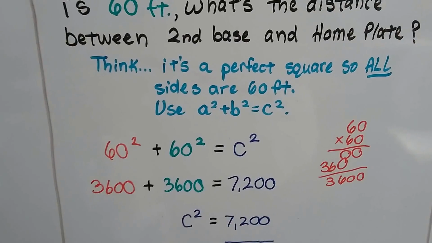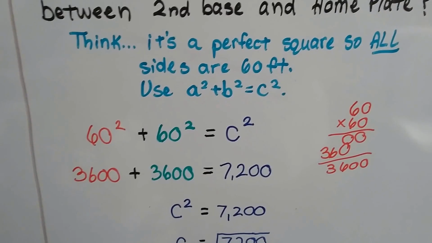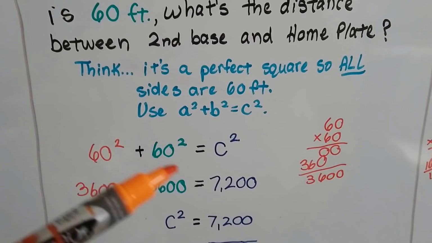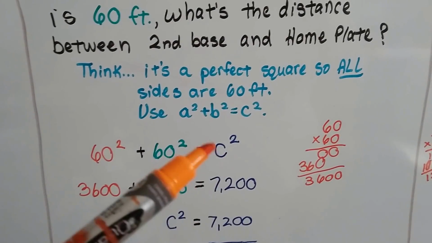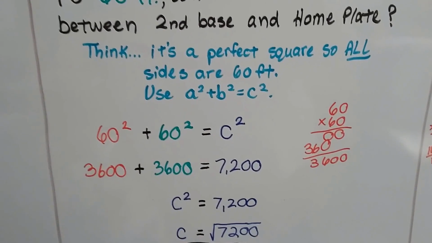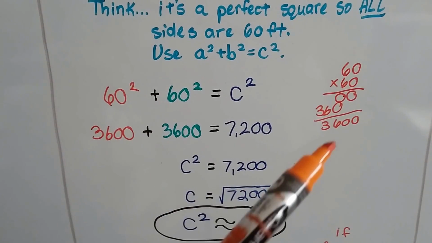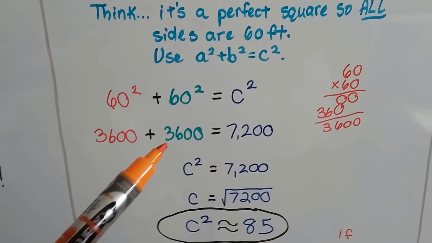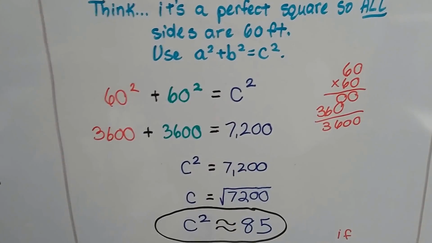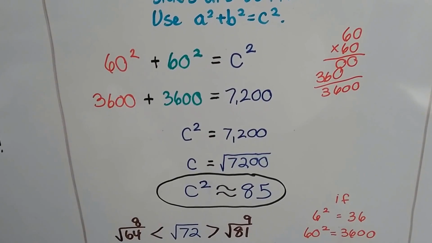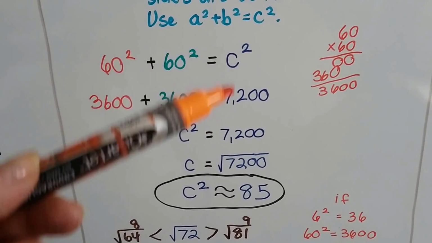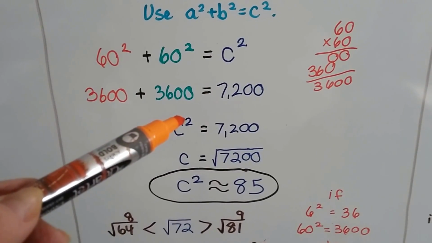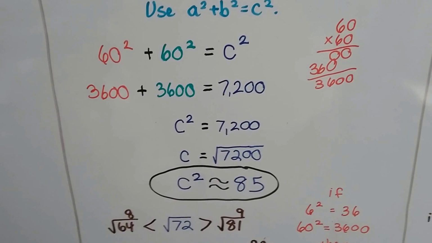We can use the Pythagorean theorem, a squared plus b squared equals c squared, and we'll put 60 squared plus 60 squared equals c squared, that distance between second base and home plate. 60 times 60 is 3,600, so we do it again. 3,600 plus 3,600 is 7,200. Well, that means c squared is equal to 7,200. We take off this little exponent of 2 and put the radical sign on the 7,200.